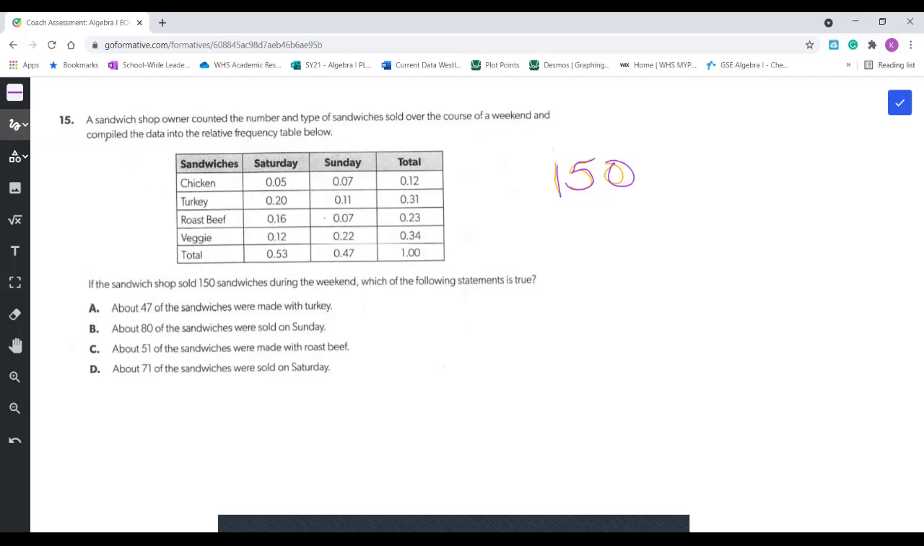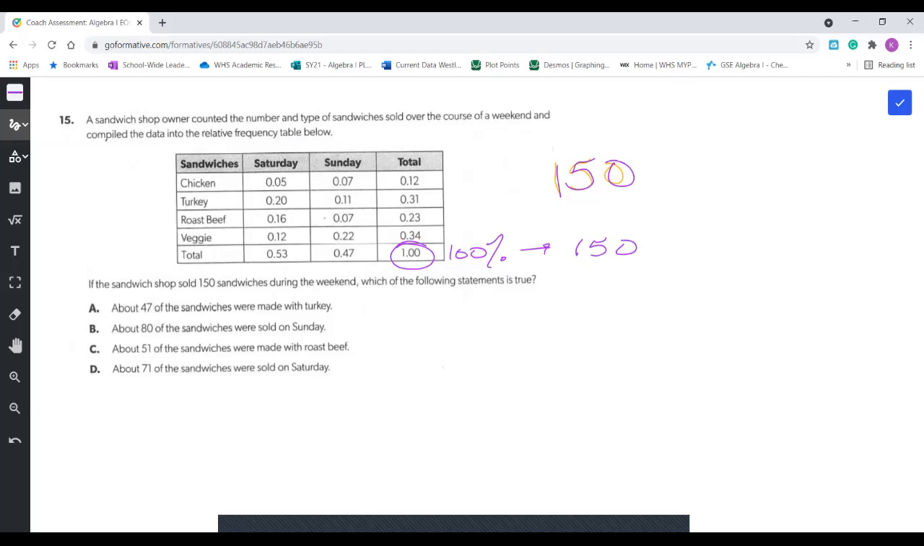0.12 for chicken. You had a total of 0.31 for turkey, 0.23 for roast beef, and 0.34 for veggie. All of these values, if you add them up, should add up to 1, which represents 100%. And 100%, young people, is the full 150 sandwiches, okay? Now, about 47 of the sandwiches were made of turkey.